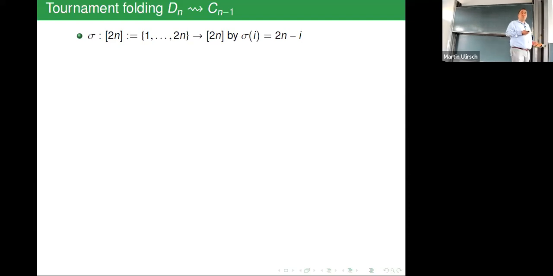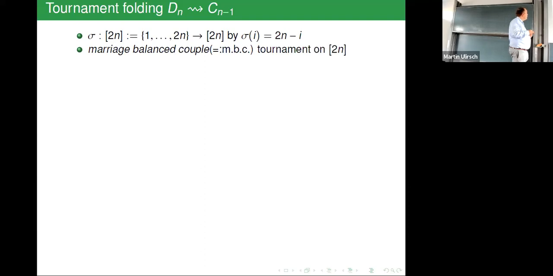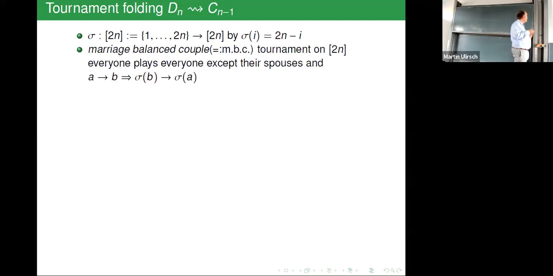And short roots removed means just we don't let the couples play, the spouses play each other. That's it. So we will have another type of tournament where spouses don't play each other in the couple, and everything is the same. It's still a merit balance tournament.